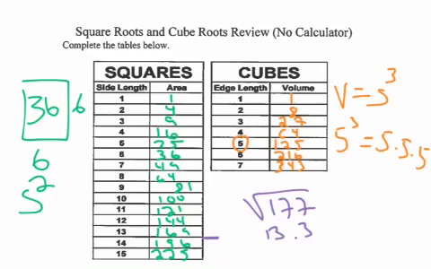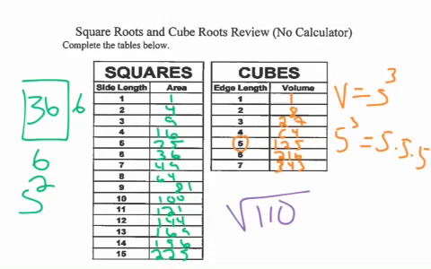Let's try another one. Down there, another one on your sheet, I asked you to find the square root of 110. Well, I know 110 is in between 100 and 121, so I know if I take the square root of that, it's going to be in between 10 and 11. 110 is roughly halfway in between 100 and 121, so I'm going to go roughly halfway in between 10 and 11, which is 10.5. If you would have said 10.4, 10.5, 10.6, I would have given it to you on the test.